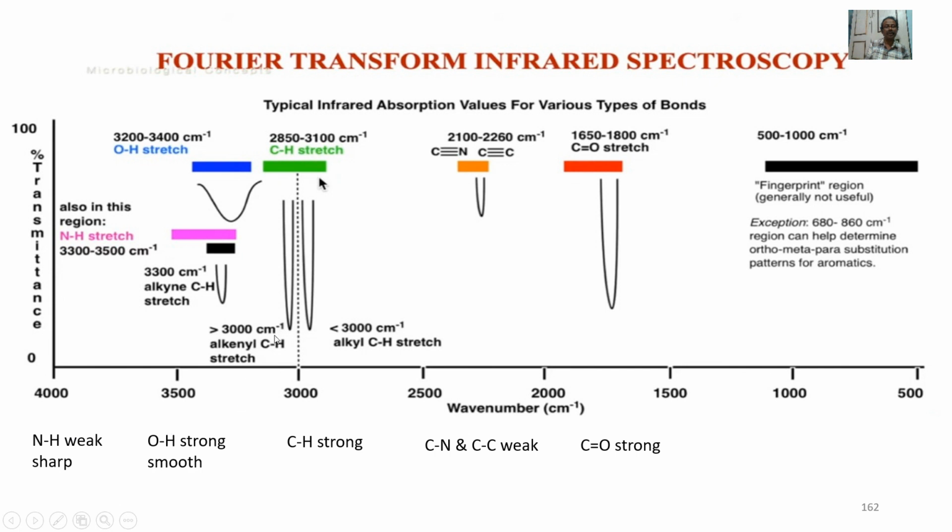And of course, this is very, very strong at 3000 per centimeter. So CH is strong. And what about the CN triple bond and CC triple bond? The wave number lies between 2500 and 2000. We can say that these are weak. So CN and CC are weak signals. And of course, CO stretching is very strong, and it lies between 2000 and 1500. And of course, less than 1500, we say this is the fingerprint region, which we don't want.